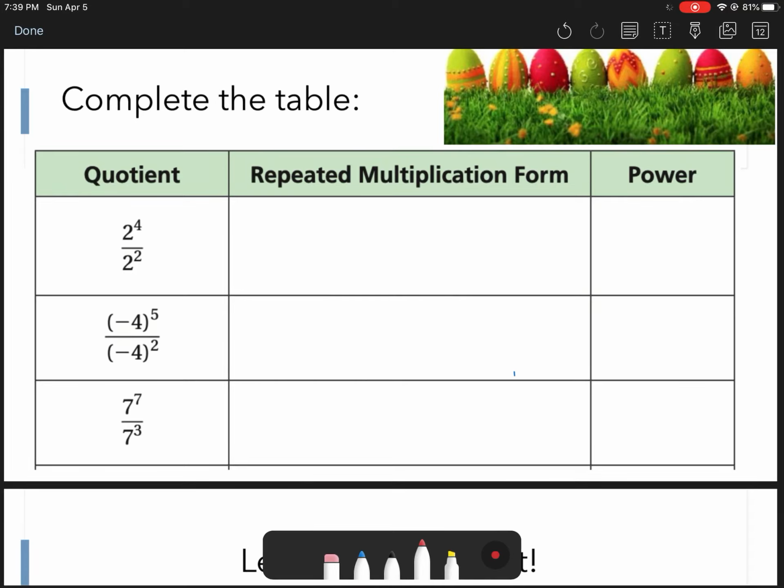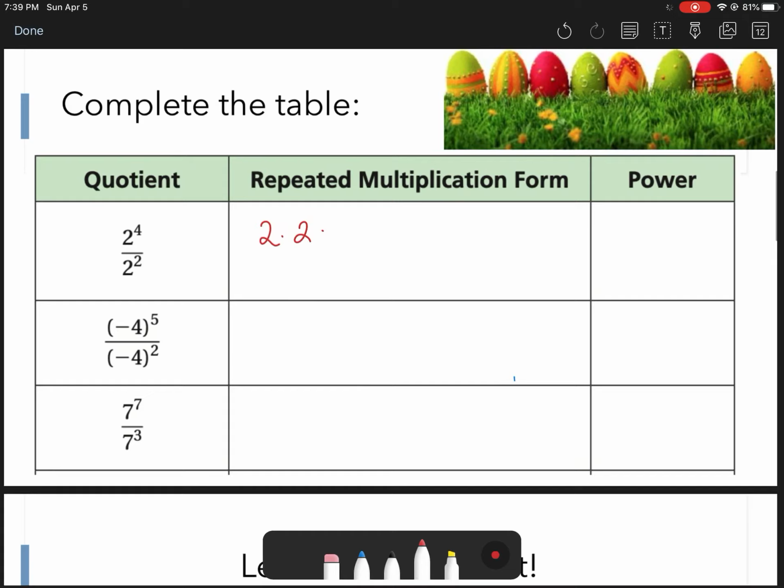2 to the 4th divided by 2 to the 2nd. 4 2's on top, 2 on the bottom. We can simplify these two, and that gives us 2 to the 2nd. Again, keep in mind the relationship between the exponents.